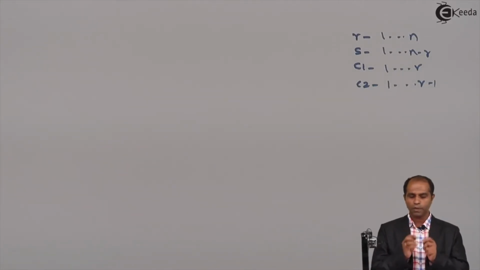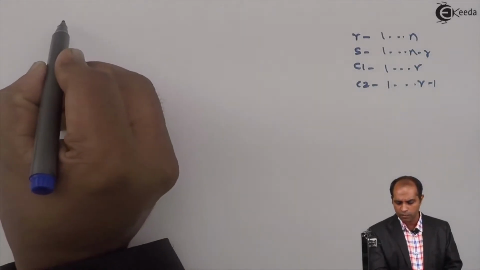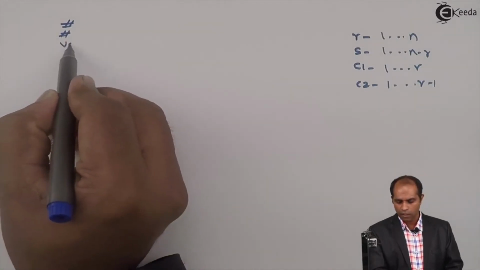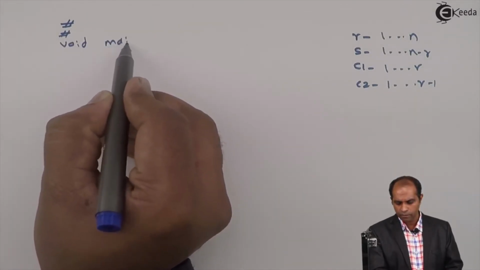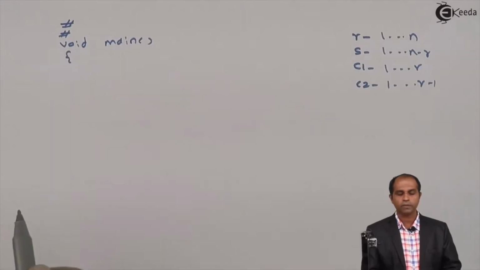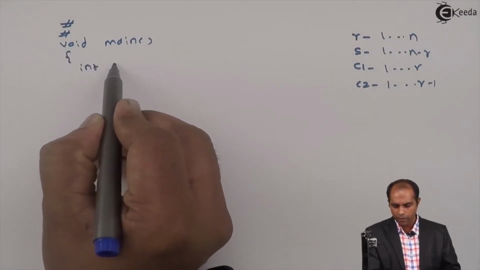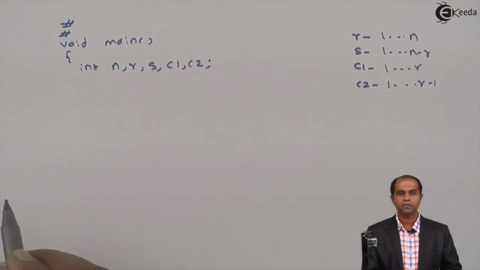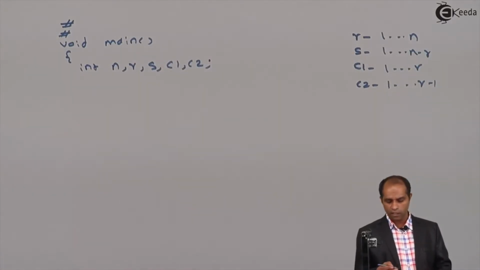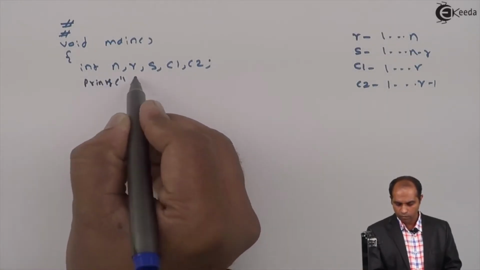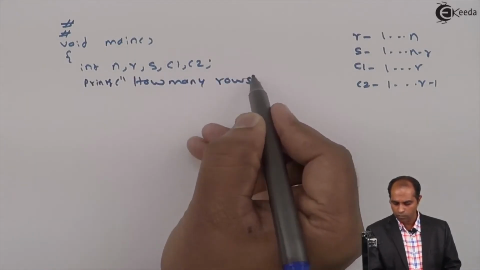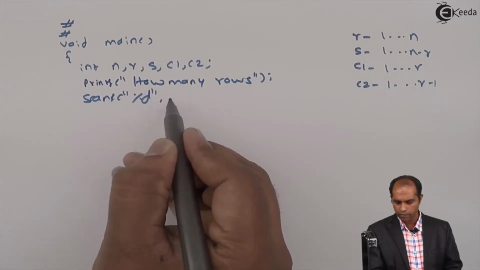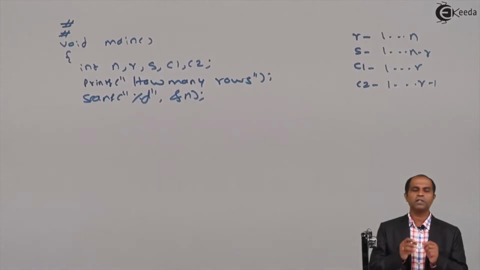So R, S and C, if you compare with the previous pattern, it is still the same values. So if I ask you to do this particular program, as usual, the initial task will be still same. Include the header files. Then I'll say void main. Declare all these variables. So I'll have variables as int n, r, s, c1, c2. Ask the user to enter the number of rows. Read the number of rows as n. Now let's put the entire task.